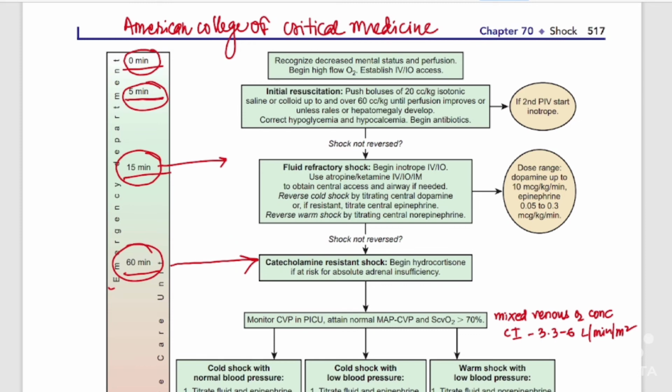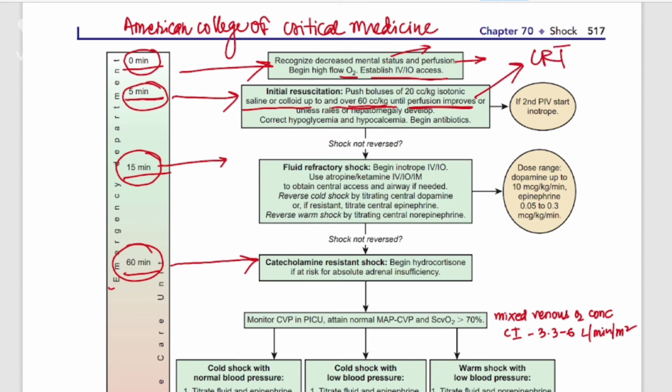So at zero time, you should recognize decreased mental status and perfusion, and begin high flow O2, and establish IV and IO access. You should know what shock is, we already dealt with that, and the perfusion, you know that. So you should diagnose shock. And initial resuscitation should be done within 5 minutes. Start initial management as boluses of 20 ml per kg isotonic saline or colloid, up to 60 cc per kg until perfusion improves.